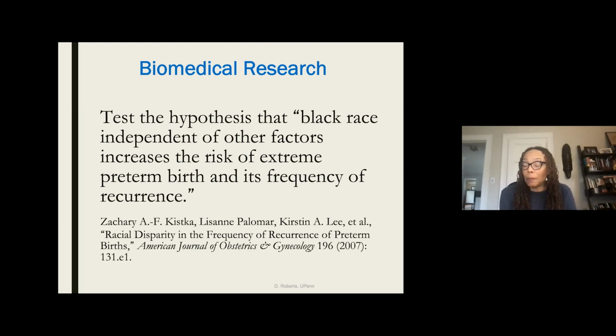Take, for example, this research hypothesis from a 2007 study that appeared in a leading peer-reviewed journal, the American Journal of Obstetrics and Gynecology, that, quote, "Black race, independent of other factors, increases the risk of extreme preterm births and its frequency of recurrence." Black race, independent of other factors, increases risk. First of all, what is Black race? As I pointed out before, the definition in the United States of Black race is not even the same kind of definition we give to white race.